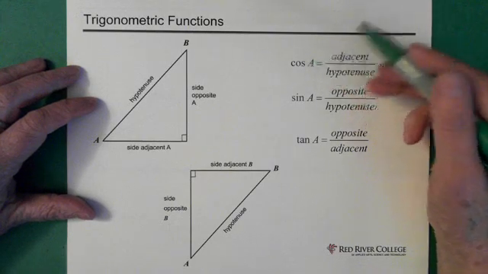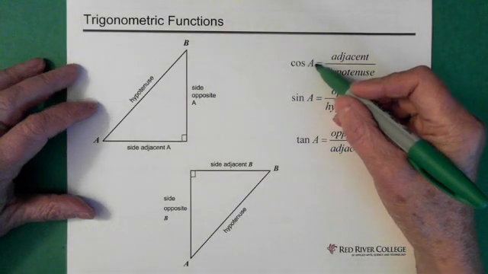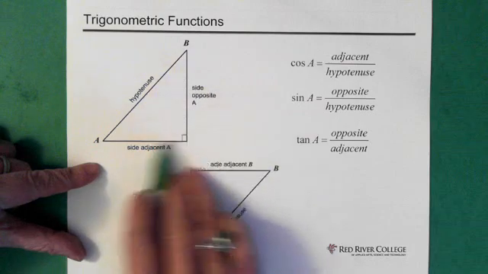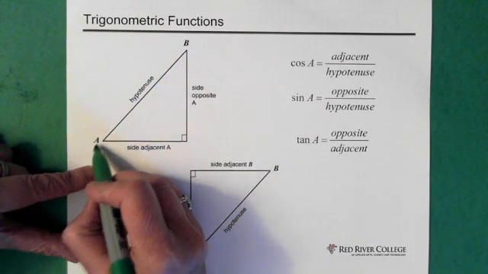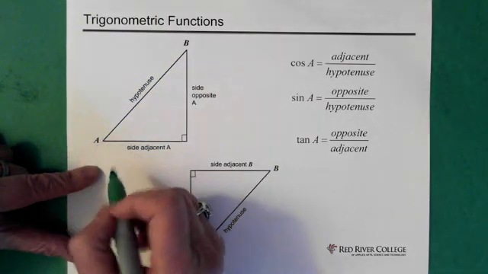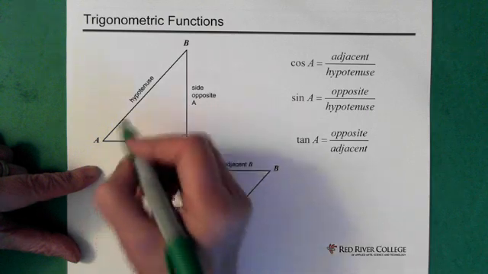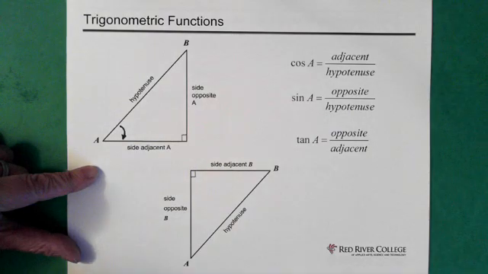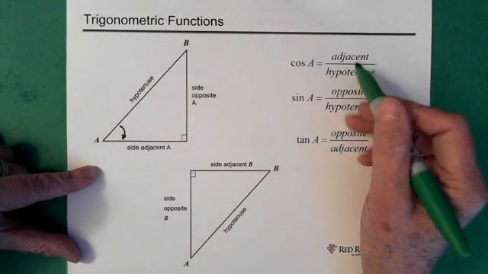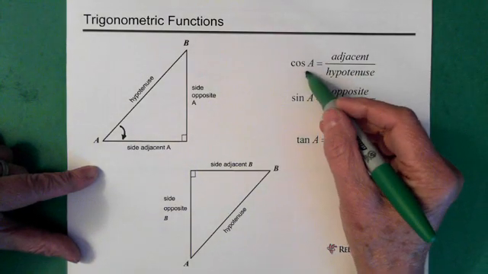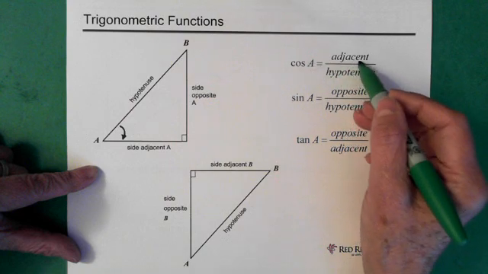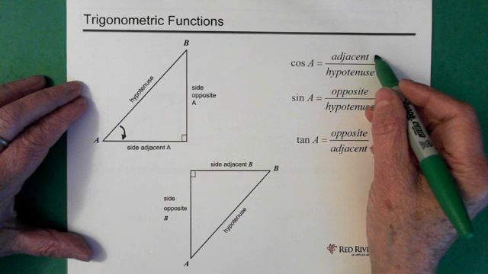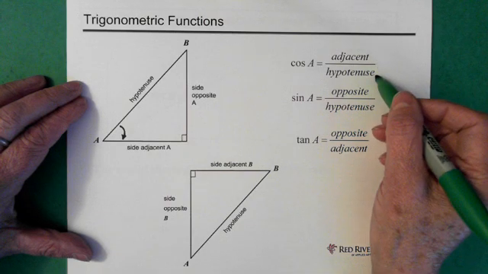cosine of the angle, and in this case A is the angle. So if we're looking at this triangle here, and that's designating this point as A, it's talking about the angle here. So that's angle A. So the cosine of A is a ratio of two sides, and it's the adjacent side over the hypotenuse.